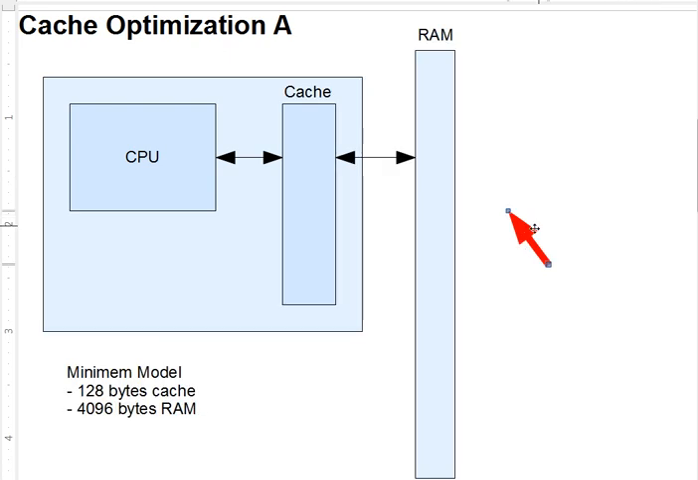So here's the minimum model, as shown in the diagram here, and it has all of 4096, 4 kilobytes of RAM. Don't laugh, that was a realistic figure maybe 40 years ago. The CPU has a small, fast cache memory, and that one is 128 bytes.